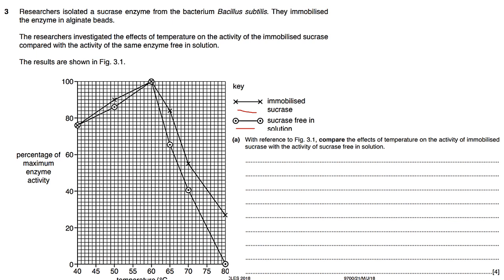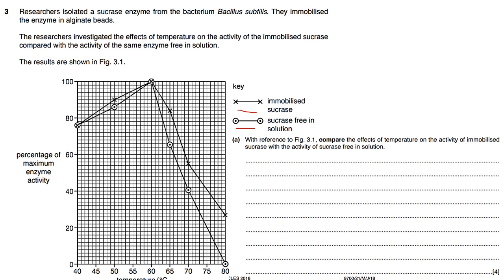In the immobilized one, it goes high up from 40 degrees as temperature increases, and then it continues on a downward spiral, but it's still active until it gets to around 80 degrees. Whereas the one that's free in solution has a similar trend, although you can see that it's not as high as the immobilized enzyme, and it tends to lose its activity quicker.